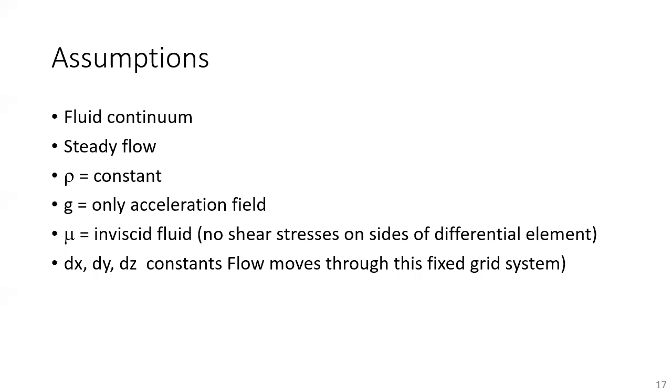But in pressure piping systems, you could have some valves closed that you don't know about. So you think you have a continuum, but you really don't. And in that case, you might be trying to apply the equations, and you don't understand why the data isn't telling you what the equations are telling you. So it's typically not obvious that you don't have a continuum until you do more probing of the system. The density is constant, steady flow, only acceleration field is gravity, inviscid fluid, so no shear stresses, and we had a constant cube of dx dy dz, and flow is moving through this fixed grid system.